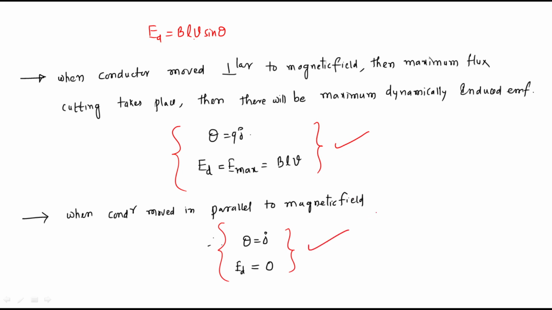So this is the concept of dynamically induced EMF with respect to the flux cutting rule as well as the flux linkage concept. Flux cutting rule is more appropriate compared to flux linkage. Flux linkage deals with a steady conductor and time varying magnetic field, but flux cutting rule deals with a rotating conductor and steady magnetic field. That is the basic difference between flux linkage and flux cutting.